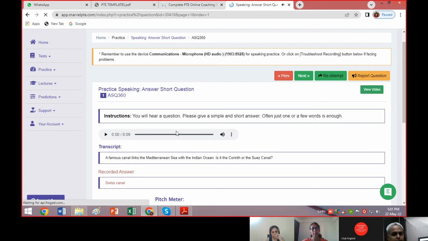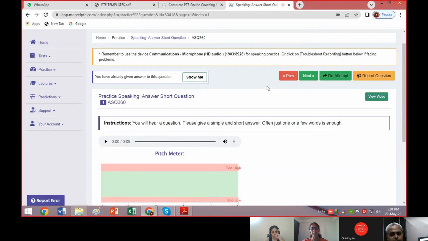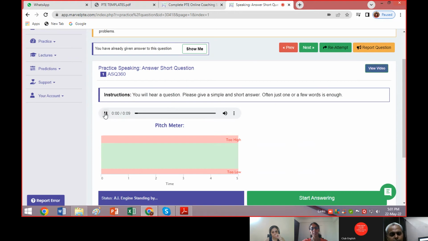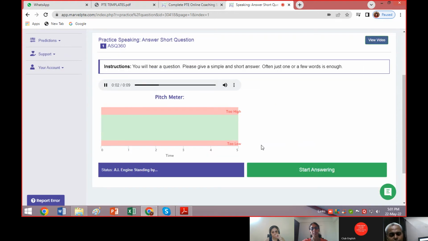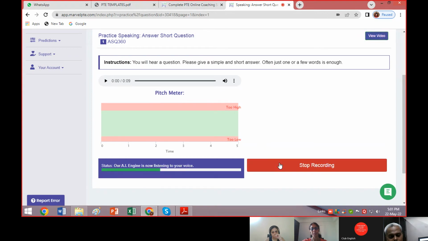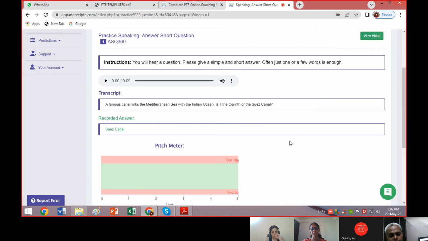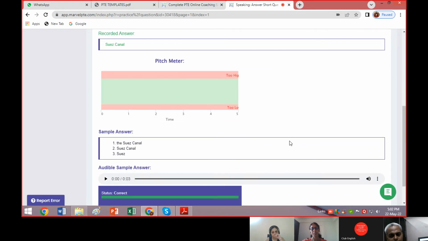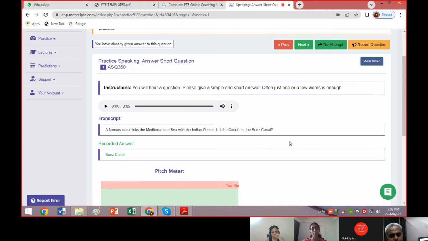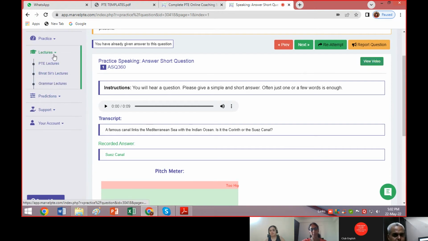Let's reattempt it. The famous canal links the Mediterranean Sea with the Indian Ocean. Is it the Corinth or the Suez? The Suez Canal. So see, it's the right answer. The statement is correct. Then we'll go to the next one. Okay, so this is how it is done. Are we clear with all these things?